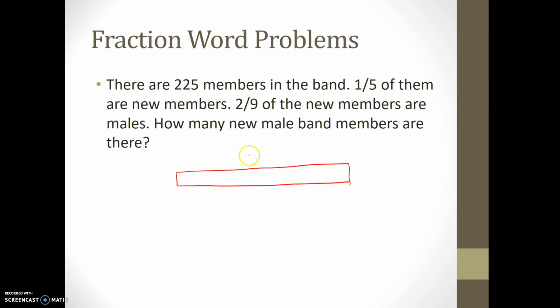So let's pick it apart. We've got 225 members in a band, so that's my whole. 1/5 of them are new members. That tells me that I need to divide up my bar into 5s. So we're going to mark this one as new members. Now it says that 2/9 of the new members are males.